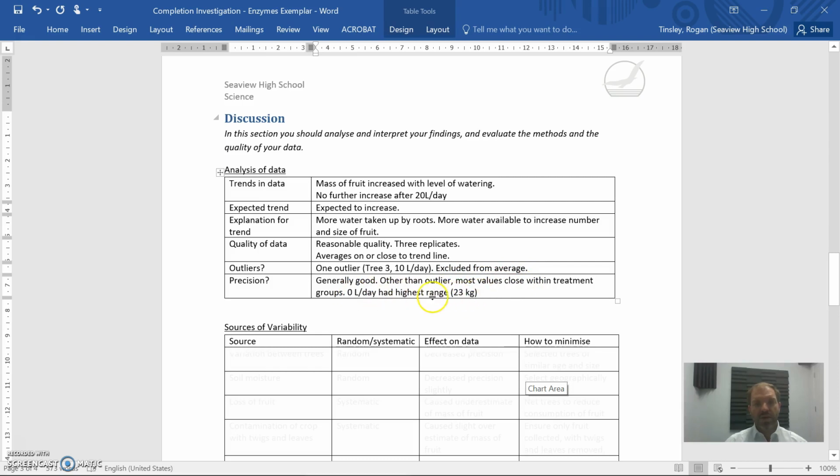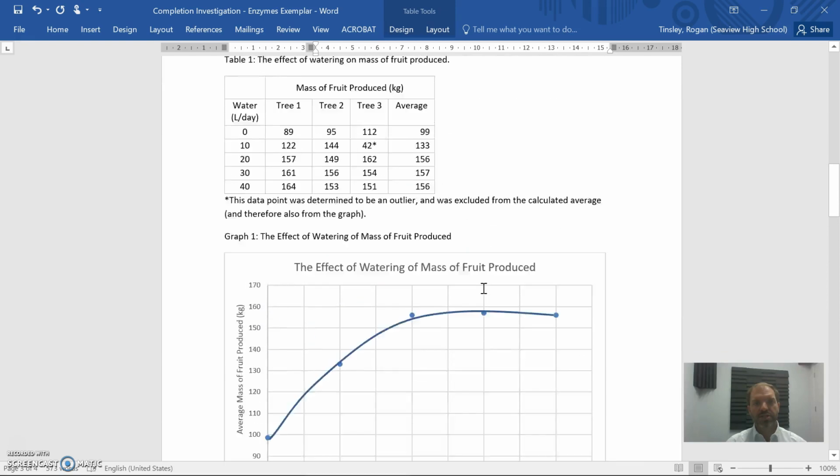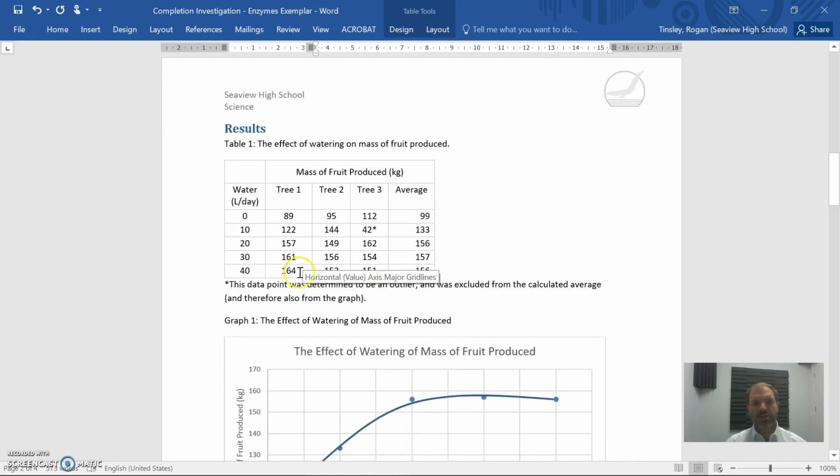This particular treatment group had a high range of 23 kilograms. Now what do I mean by that? Precision, you can actually look at directly. Precision is how close those replicates are to each other. If the replicates are all very close, within a couple of kilos, 1 or 2 kilos, that would be very precise data. What we can see here is they're generally within 10 to 13 kilos. So that's not bad. That's less than 10% of the value. So they're going up and down within 5 to 10%. That's not too bad, other than this one.